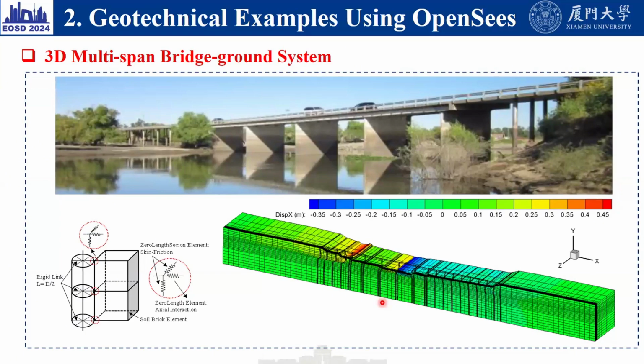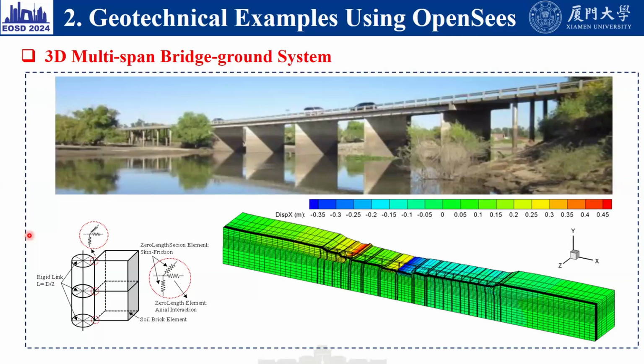But as Professor Wang just said, the pile column did not have a diameter, so we use a rigid link. Here we use a rigid link to create a space occupied by the pile. And between the pile and the solid element, we have 3 springs to account for the interaction between the pile and the soil, including the axial interaction and the skin friction around the pile.